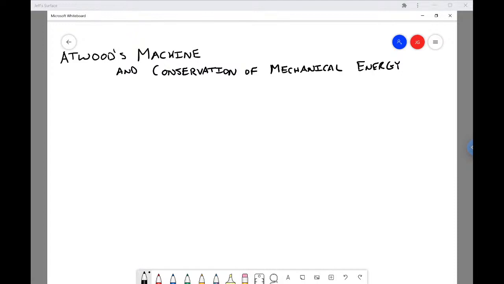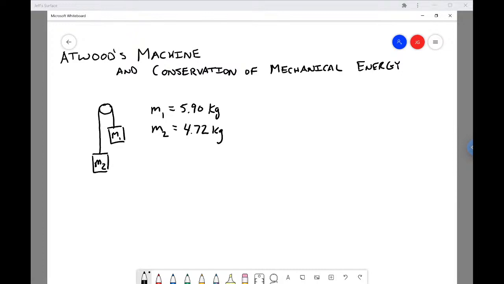The problem I'm going to do right now is very similar to one of your homework problems, where there's a pulley with two masses, M2 and M1. And you're given some information about the masses. M1 is more massive. Let's assign 5.9 kilograms to this mass. And M2 is only 80% as massive. 80% of 5.9 kilograms is 4.72 kilograms.